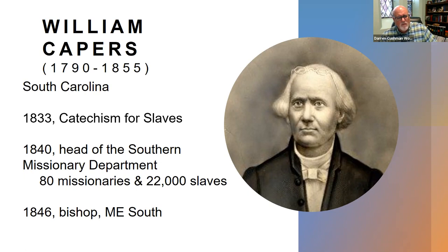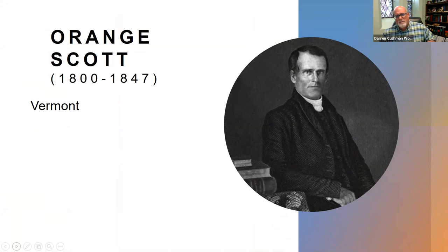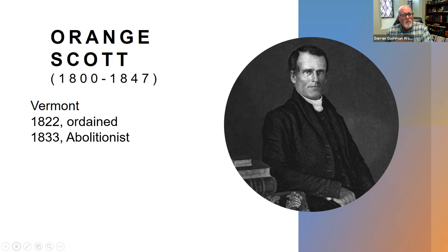All right. So that takes me up to the formation of the Wesleyan Church, which originally were known as Wesleyan Methodists. And that break will take place in 1843. To get there, we start with a Methodist preacher by the name of Orange Scott. He was born in Vermont. He has his conversion experience at a camp meeting in 1820. And within 2 years, he is ordained and begins to preach on a circuit.